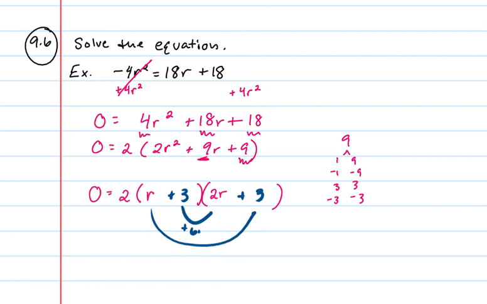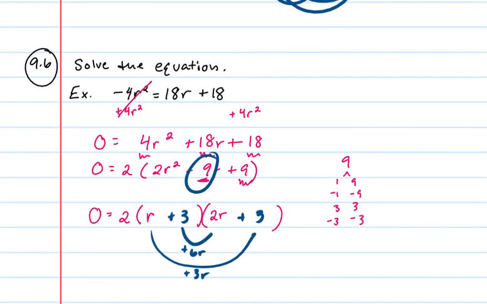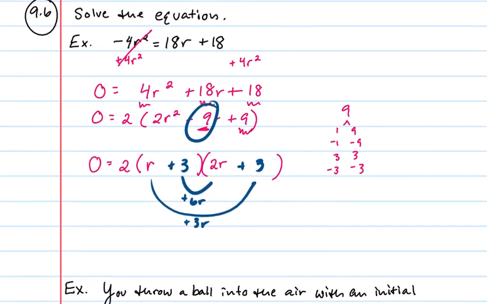So plus 6r plus 3r. Alright, and does that give me my middle term here? It does. It gives me that 9r that I want. Alright, so I didn't really get lucky.